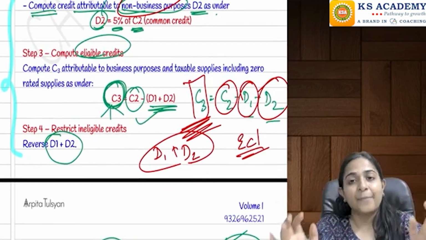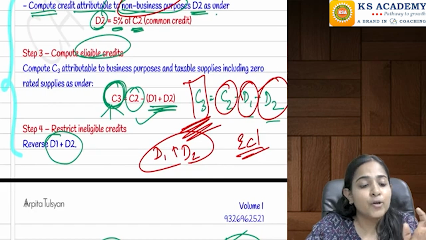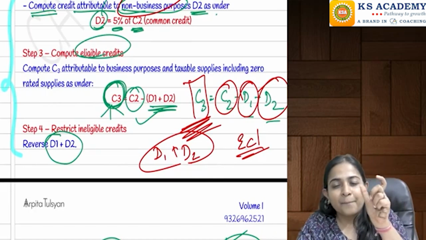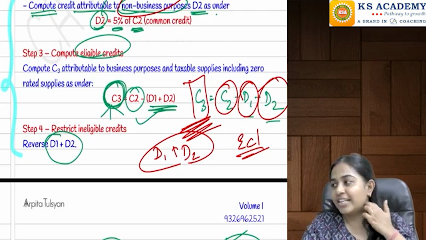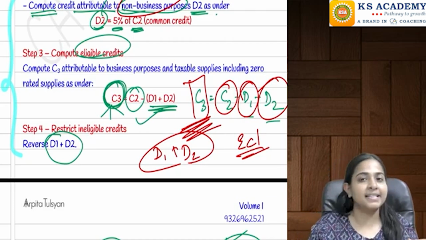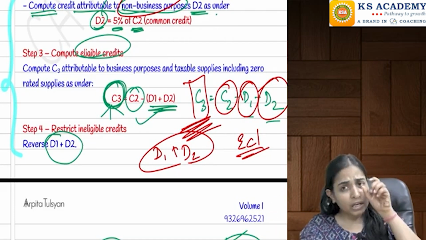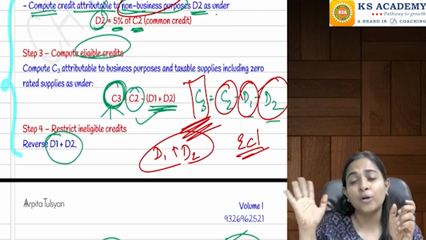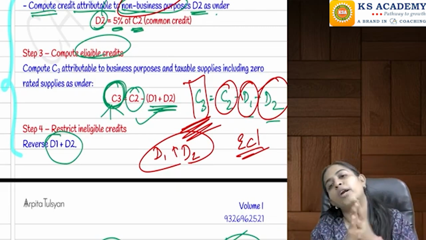I purchased an iPad which I'm going to use for my personal purpose and also for my business purpose. So can I say this is a common credit? The GST that I would have paid on the iPad is a common credit. Whatever was the amount of common credit multiplied by 5%, they are telling that this is attributable to personal purpose, so please reverse it. I said, okay, no problem.